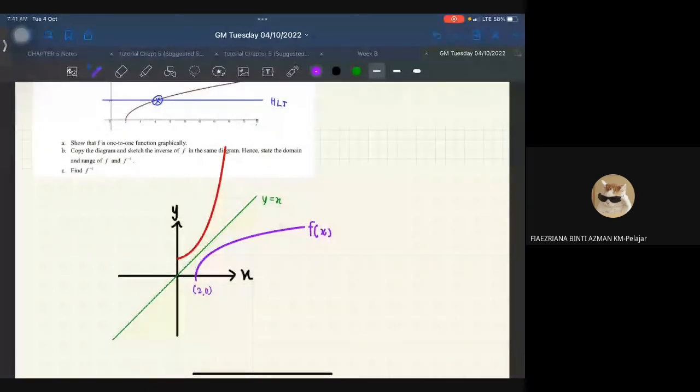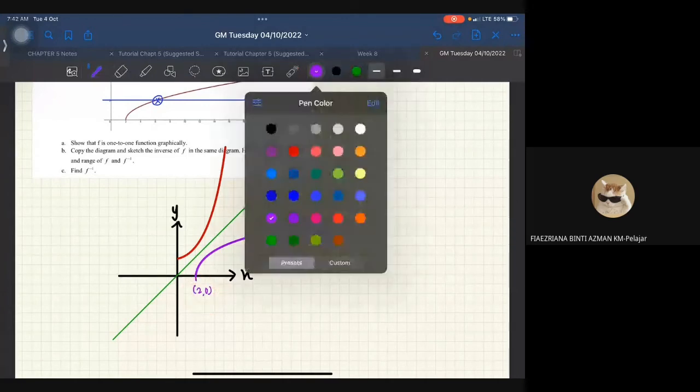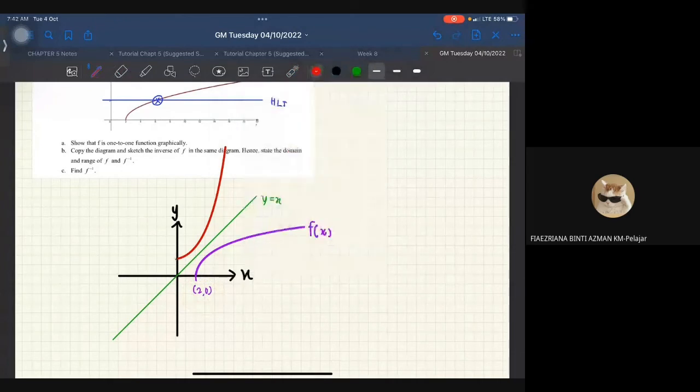Okay, so one information yang awak tahu, kalau dia kata dia adalah inverse, maksudnya awak nak kena inversekan dia, you need to reflect it at the line y equals to x. So now, this starting point, instead of 2 as your x, y is equals to 0, so dia akan terbalik. Maksudnya sekarang starting point awak akan jadi (0, 2). Okay, so everything dia akan terbalik sahaja. So maksudnya dekat sini, it is (0, 2).